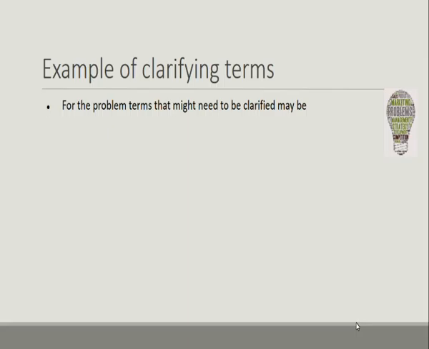For this problem, terms that might need to be clarified may be cash flow. The group might want to clarify what is meant by the term cash flow in the context of the problem. Is it income? If we look at the problem statement, it specifies that it's the shortfall. Shortfall seems to mean the deficit between income and expenditure. There is not enough money to pay suppliers. Therefore, in this context, cash flow seems to be the shortfall between income and expenditure. If so, what can we define by income and what is meant by expenditure?